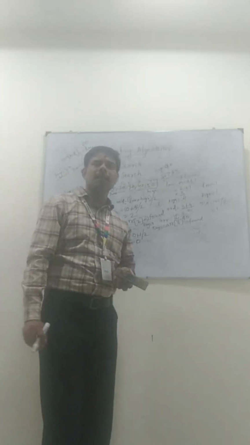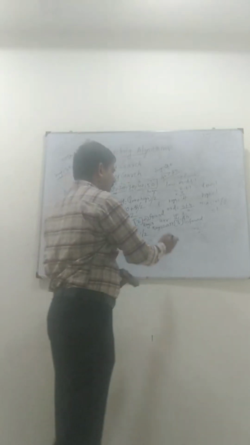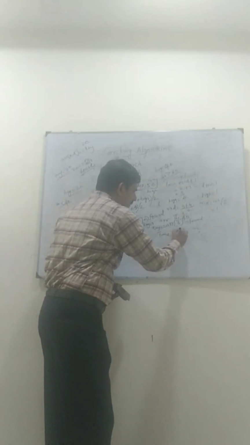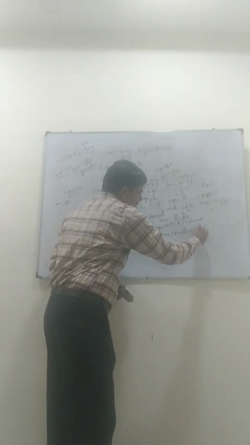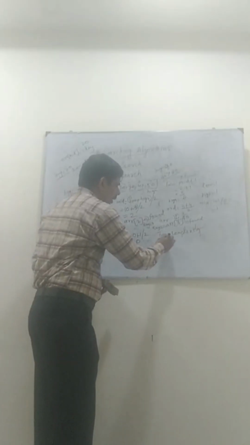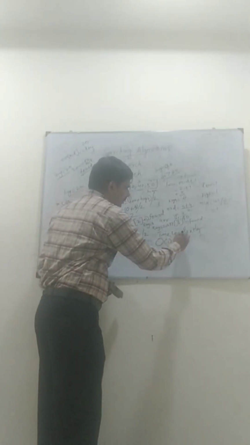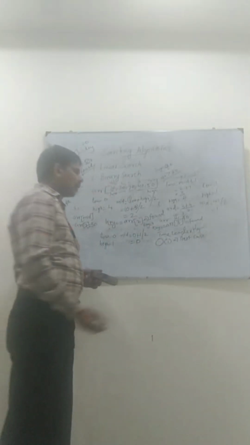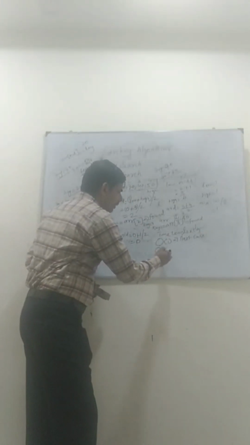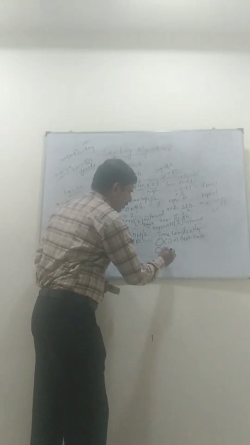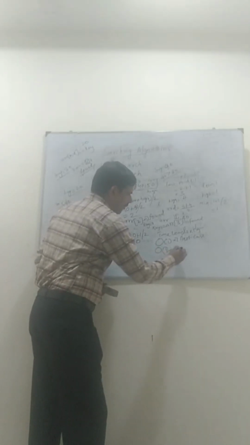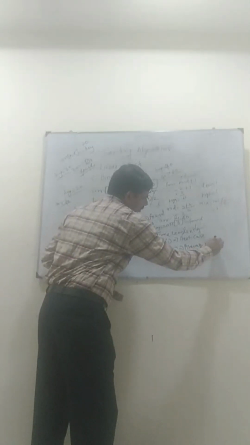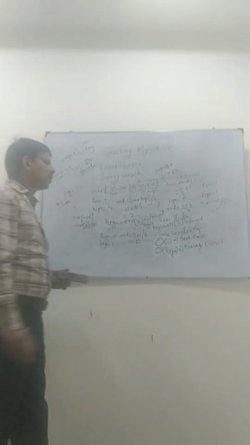The time complexity of the binary search algorithm: big O of 1 is the best case, and then big O log n for the average case and worst case.